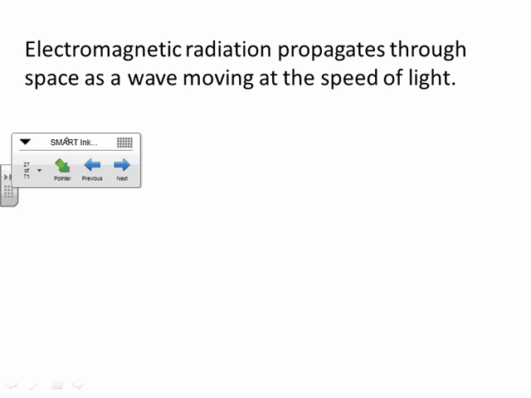Okay, so electromagnetic radiation goes through space as a wave moving at the speed of light, okay? All electromagnetic radiation moves at the speed of light because it essentially is light, okay?